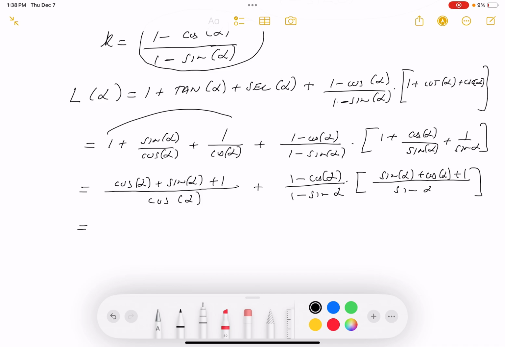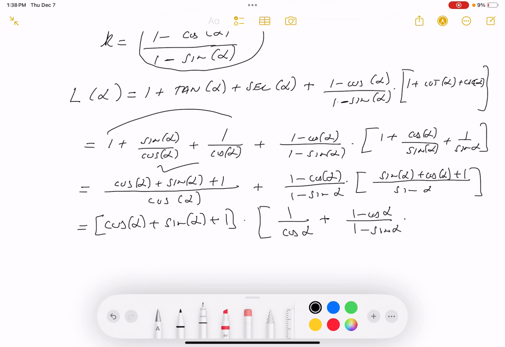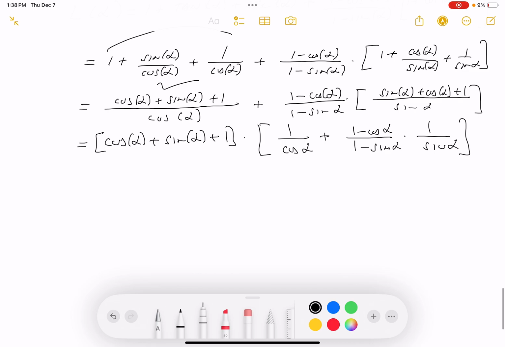Let me write that down for you. The thing I'm going to factor out is the cosine alpha plus sine alpha plus 1. And what do you get there? You get 1 over cosine alpha. I just did this guy over here. Then you get plus 1 minus cosine alpha, 1 minus sine alpha, times 1 over sine alpha. Well, it's getting a little bit smoother, but not totally. So I'm going to keep working on it until I see something nice.